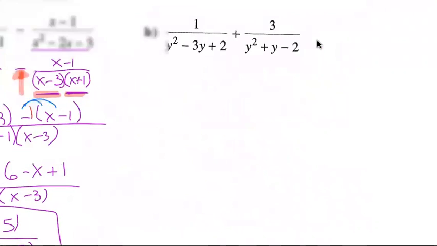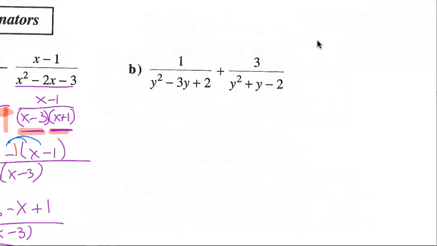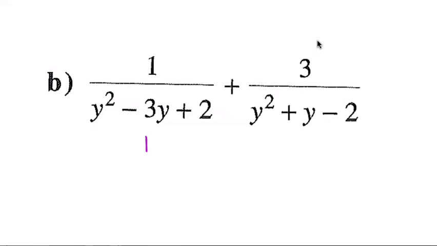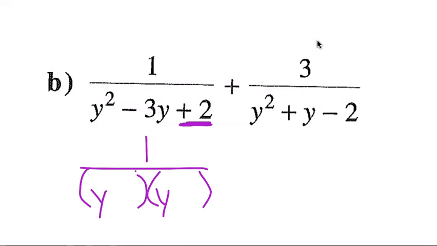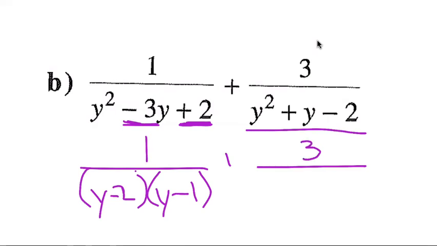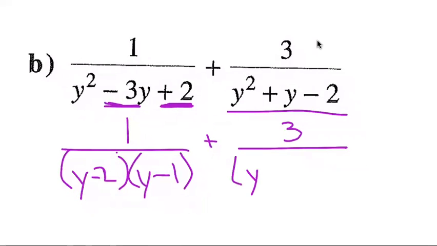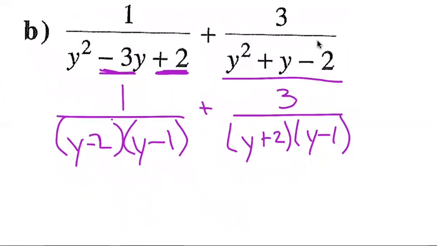Example 4, question B. You can see both of these need to be factored. So I'm going to factor both real quick because they factor by inspection. This is going to be 1 over (y minus 2)(y minus 1): two numbers that multiply to +2 and add to give -3 are -2 and -1. Over here, two numbers that multiply together to give -2 and add together to give +1: that's going to be (y plus 2)(y minus 1). So our common denominator is going to contain y minus 1, because that's common, and a y minus 2 and a y plus 2.